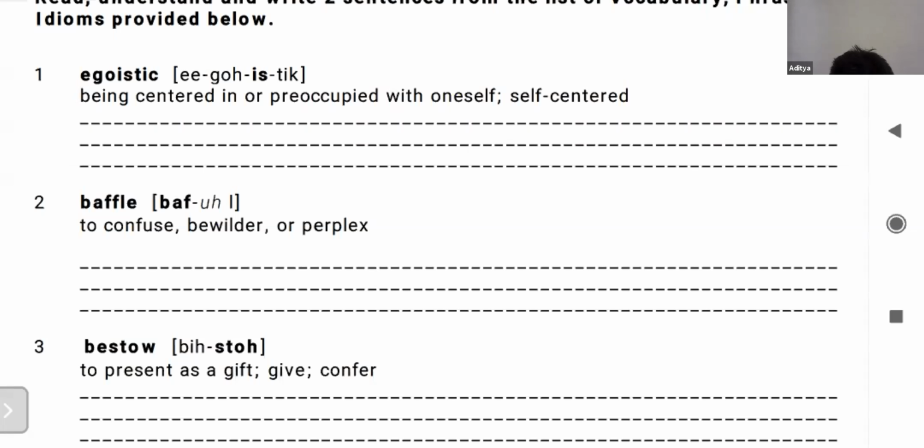The same way for perplex. Can you make a line with perplex? Anything: perplex, perplexing, perplexed. It was a very perplexing moment. It was a very confusing moment. It was a very perplexing situation for me.